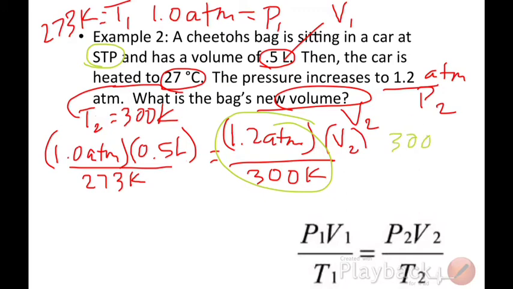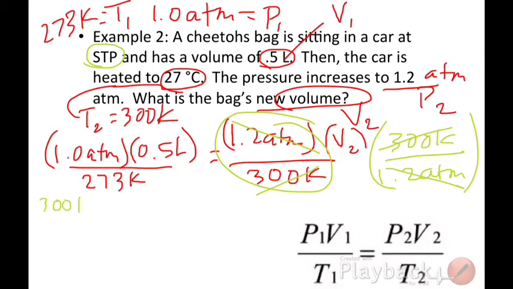So 300K. When we say reciprocal, we mean opposite or upside down. So we multiply by that on this side, and that's going to cancel. So we're left with V2. But then we have to multiply by the same thing here on the other side. And we don't have very much room over here, so let's see, we'll just rewrite it.